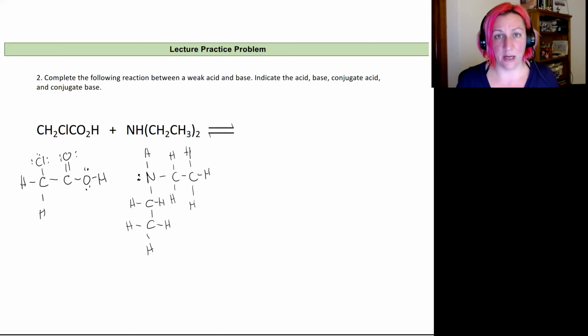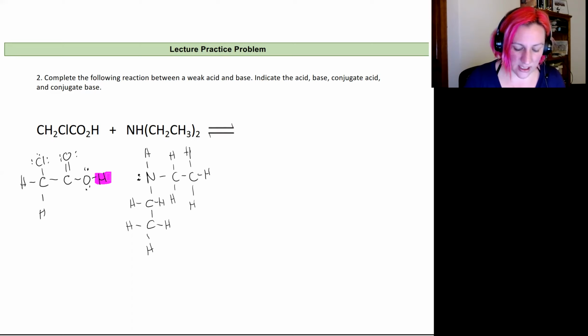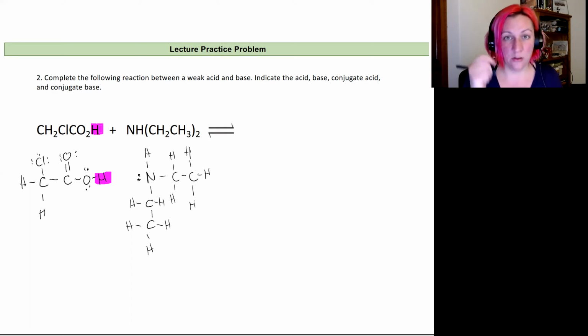This is a big old thing, right? I actually drew it so that it's easier to really visualize what's happening here. And so this hydrogen right here that's bonded to the oxygen is most likely our acidic hydrogen, based on it having that oxyacid look, right? It's a carboxylic acid. So that hydrogen's right here in my chemical formula.